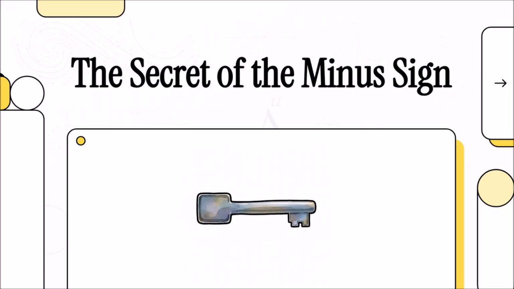All right, welcome to The Explainer. Today, we're going on a kind of mathematical detective mission. We're on the hunt for a secret, a really important one that's hidden in plain sight inside one of the most powerful formulas in modern physics.